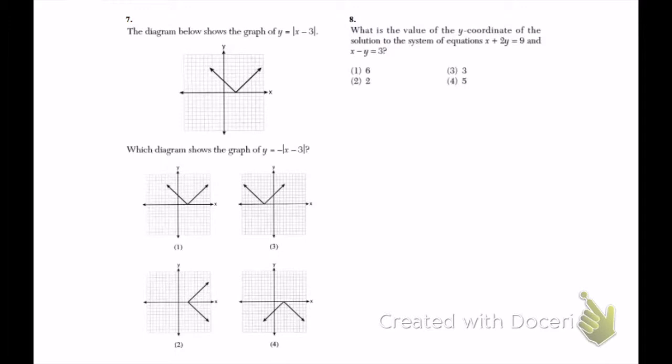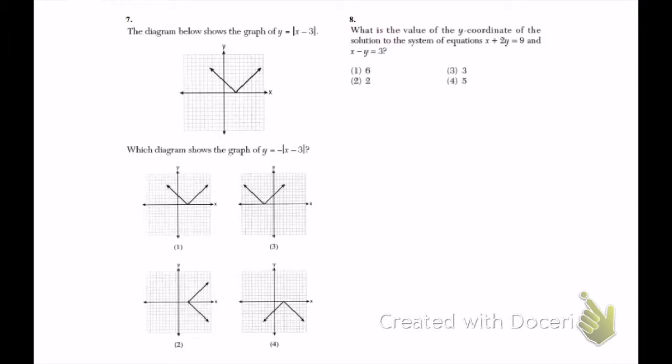Alright, so question number 7 is again an absolute value question. The diagram below shows the graph of y equals absolute value x minus 3. Which diagram shows the graph of y equals negative absolute value x minus 3? Well, we know that the absolute value of x minus 3 is 3 over to the right from the origin because it's a -3. But what happens when there's a negative outside?